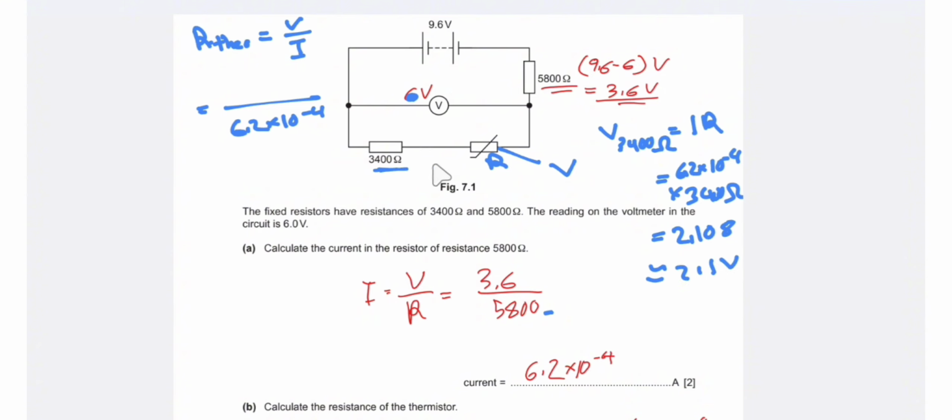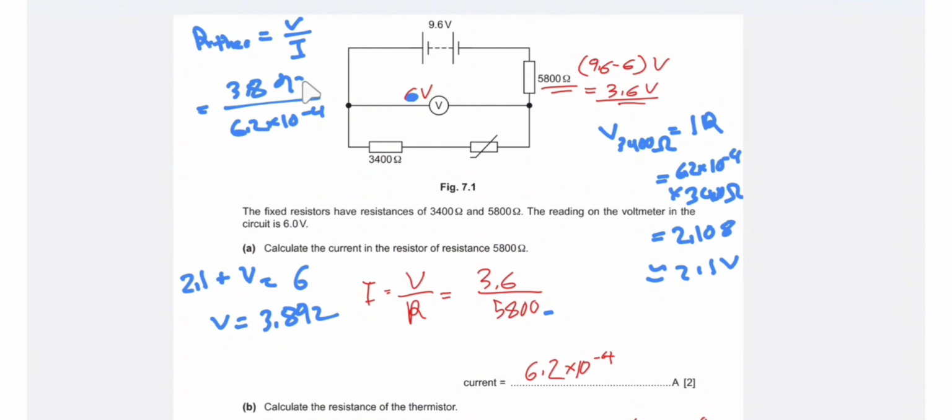So the voltage across the 3400 ohm resistor is 2.1 volt, and the total voltage between the thermistor and the 3400 ohm resistor is 6 volt. So 2.1 volt plus the voltage across the thermistor is equal to 6 volt, because the 6 volt is dropped between this resistor and this resistor. So 6 volt is the total voltage. What is the value of V? V comes to be 6 minus 2.1. So we get the value of V as 3.892. That is the voltage across the thermistor.